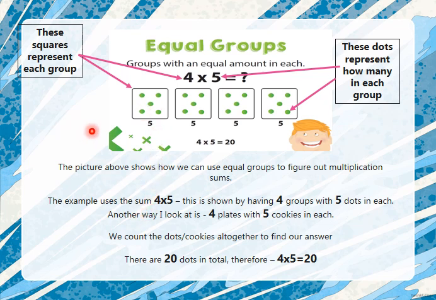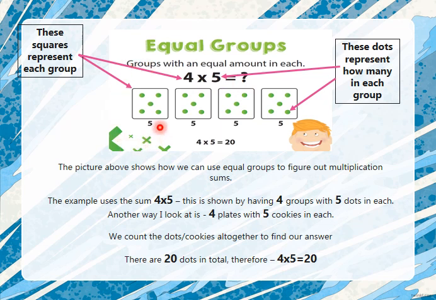What we need to do to find out our answer of 4 times 5, or 4 groups of 5, is count all of our dots or cookies inside each group. This will give us our answer. Let's have a look. 1, 2, 3, 4, 5, 6, 7, 8, 9, 10, 11, 12, 13, 14, 15, 16, 17, 18, 19, 20. 4 times 5 equals 20. There are 20 dots in total, therefore 4 groups of 5 equal 20.